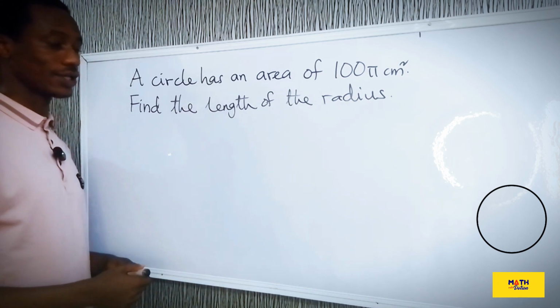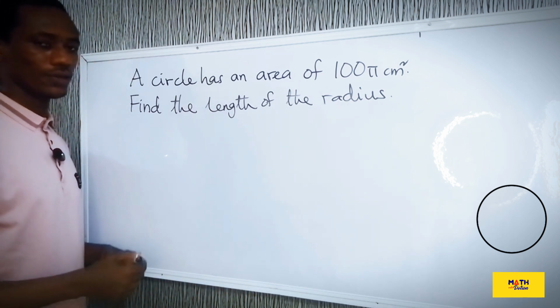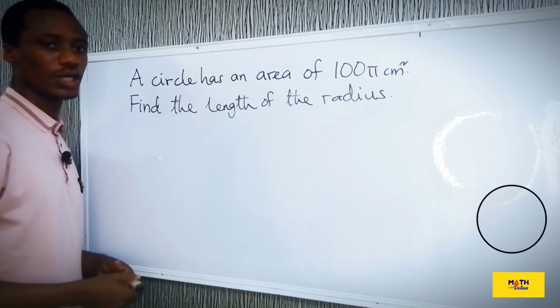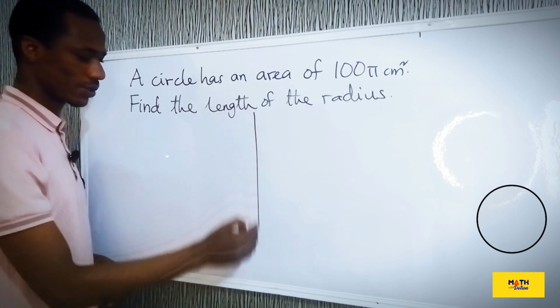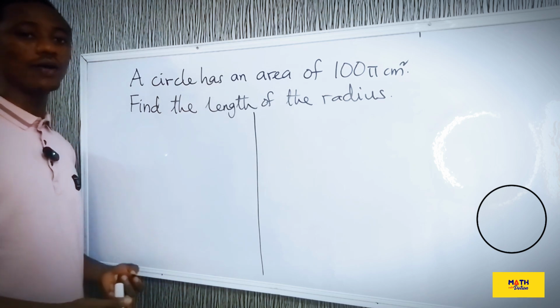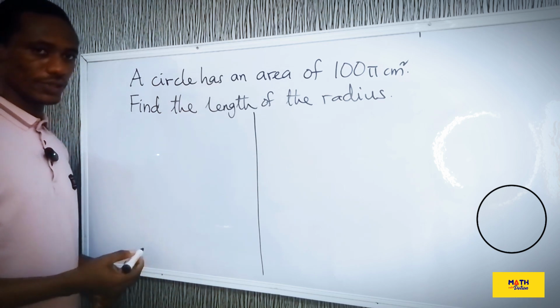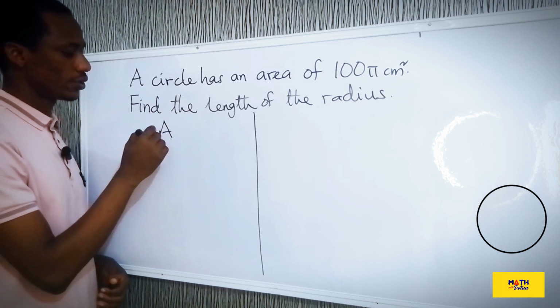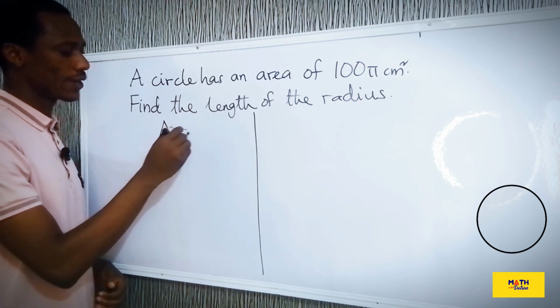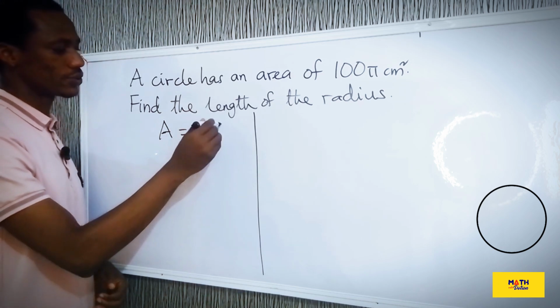Okay, so in this case, we are to find the radius. The first thing I'm going to show you in this video is how to find the radius. And we do that with the formula area equals pi r squared.